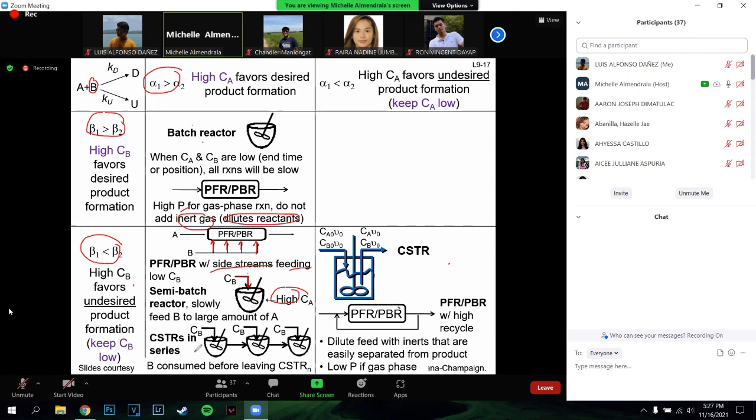Same as that, CSTR in series. So you can design a reactor wherein you have CSTRs in series, so B is consumed before leaving the CSTR. So these are the considerations when you design multiple reactors.